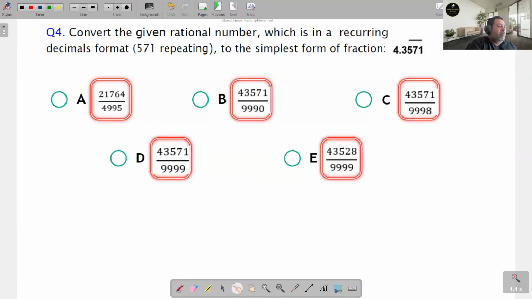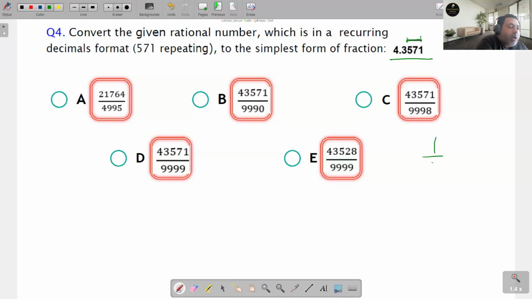Question 4. Convert the given rational number, which is in recurring decimal format, 571 is repeating, to the simplest form of fraction. And the number which is given here is 4.3571, and there's a bar given. The bar means that all these three numbers, this is the recurring part. The 571 is the recurring part, which means it keeps on repeating itself.